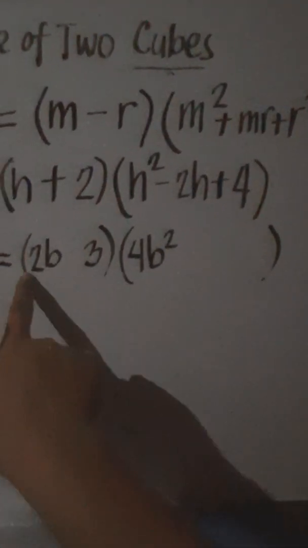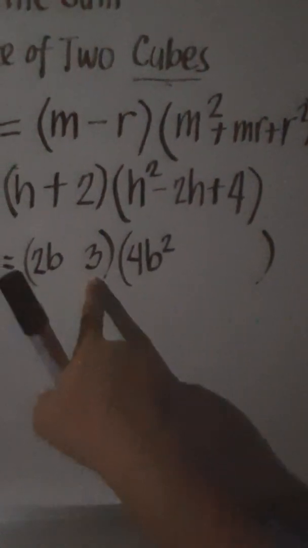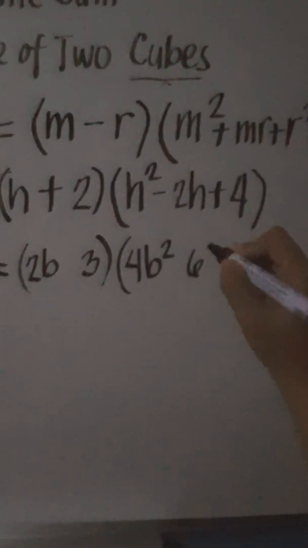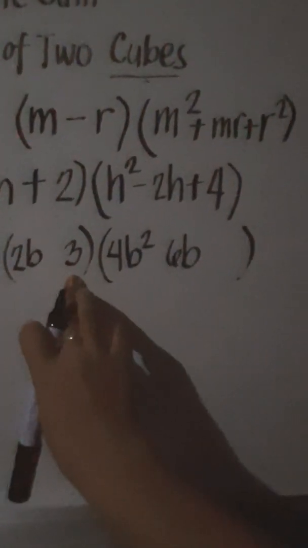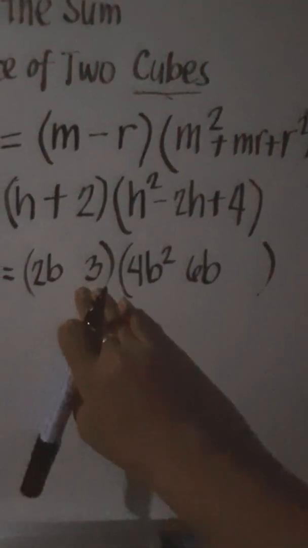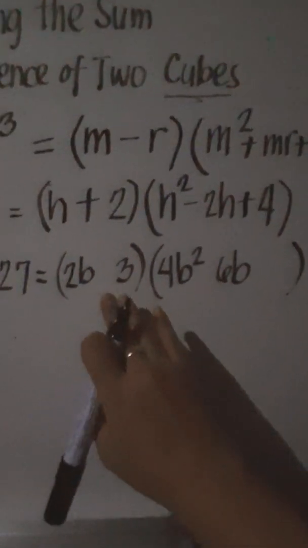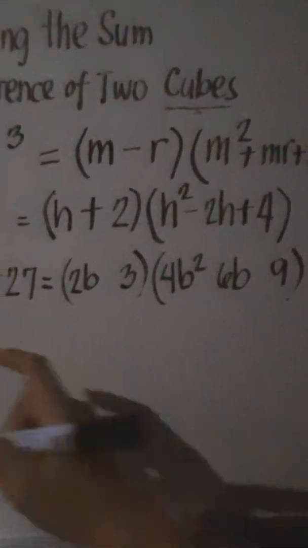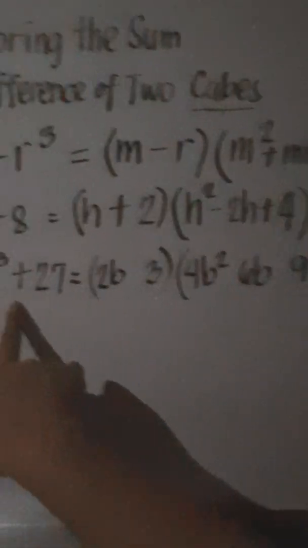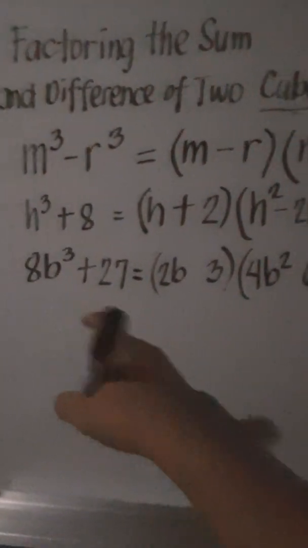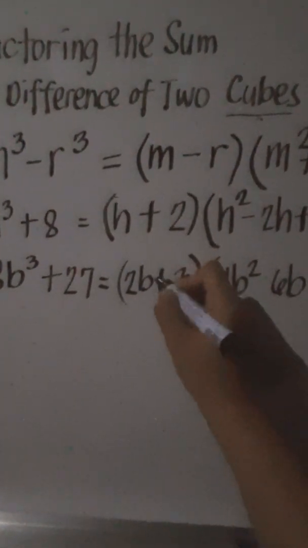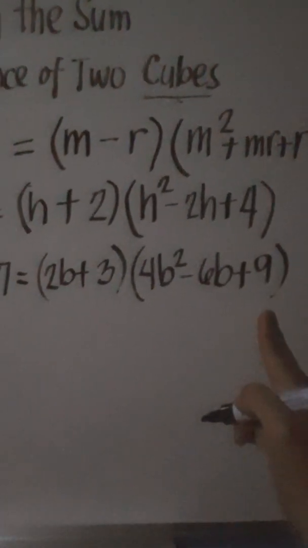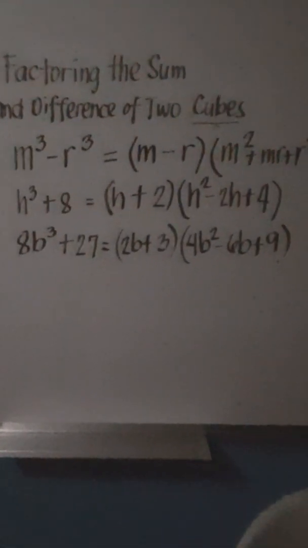Next, ang middle term, ato ra ning i-multiply ang duha. 2b times 3, that is 6b. And for the last term, atong square ang last term dire. So, 3 squared, that is 9. For our signs, since we are dealing with the sum of the cubes, our sign pattern will be positive, negative, positive. So, this is how you will factor that.